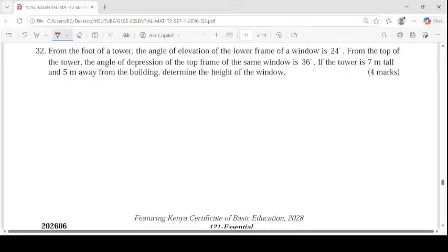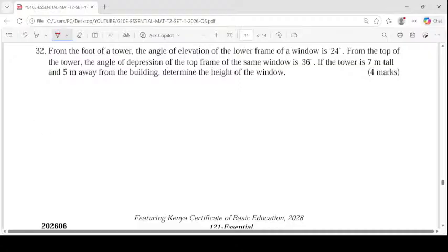I just love how the question was twisted to play around with your mind. But let us make it simpler here. We have two things. We have a tower and a window. So from the foot of a tower, the angle of elevation of the lower frame of a window. So this means we are going to have two things like this.